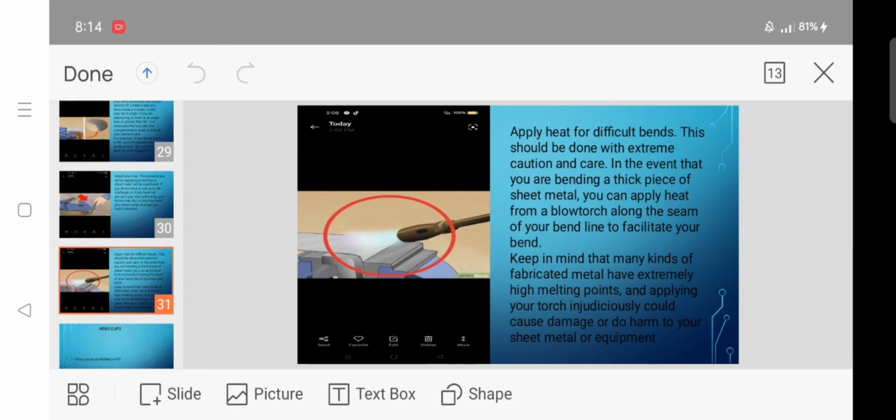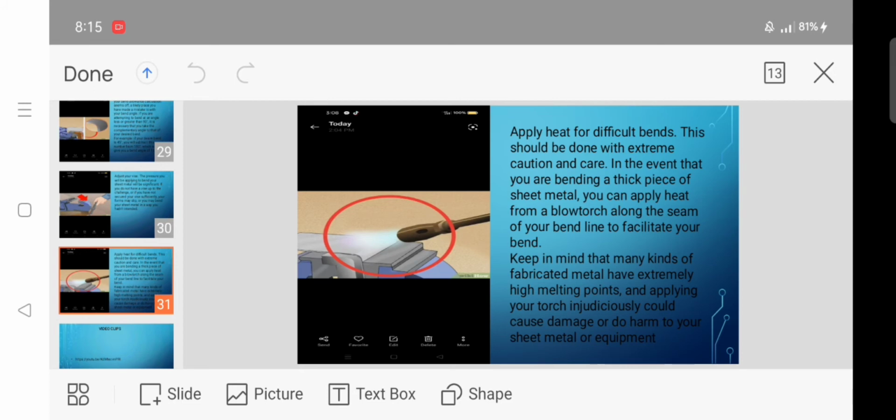Apply heat for difficult bends. This should be done with extreme caution and care. In the event that you are bending a thick piece of sheet metal, you can apply heat from a blowtorch along the seam of your bend line to facilitate your bend.